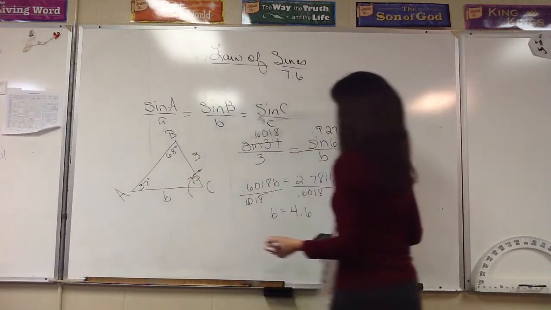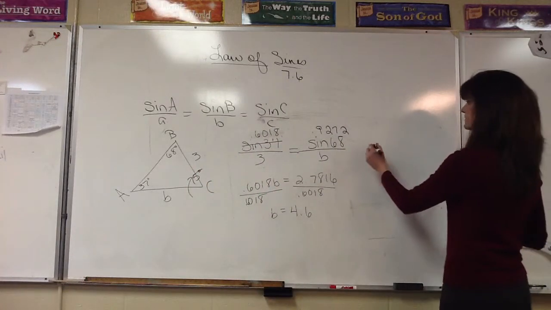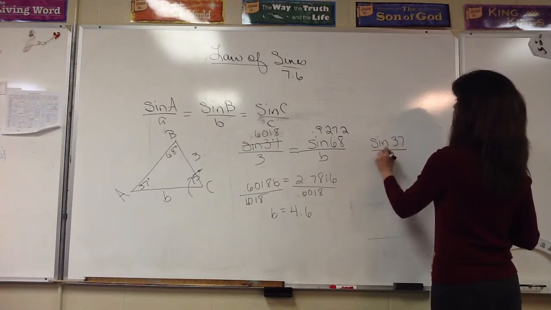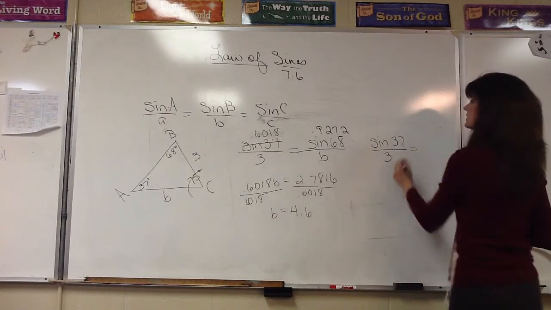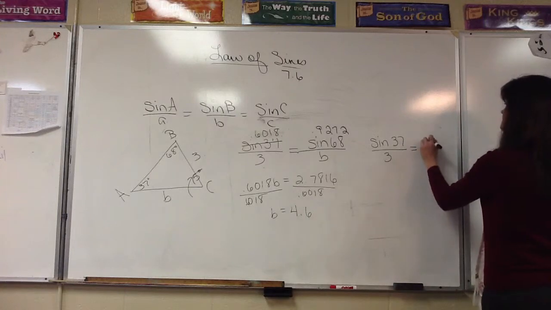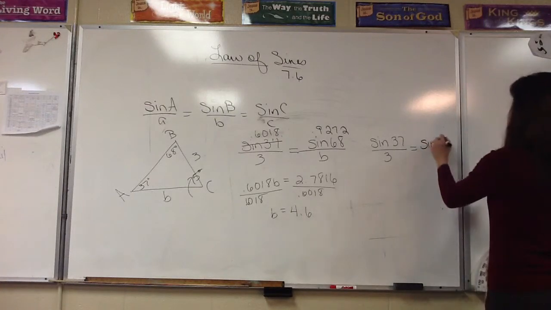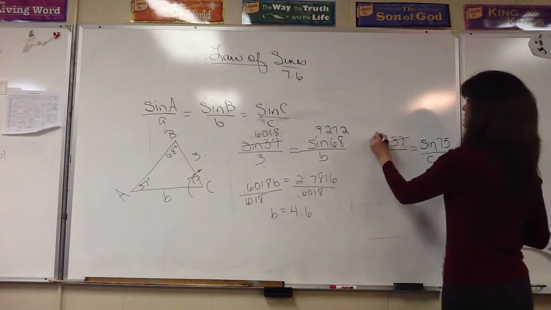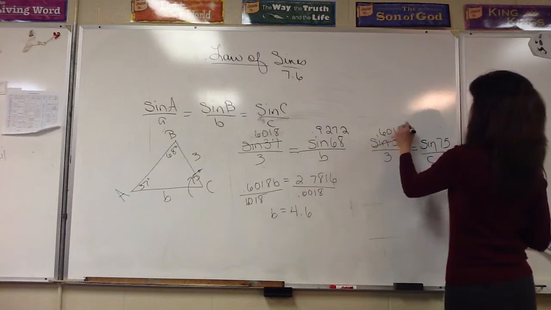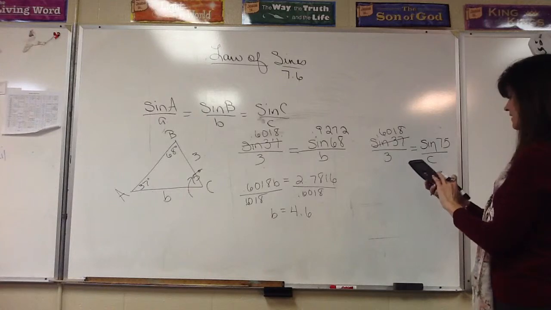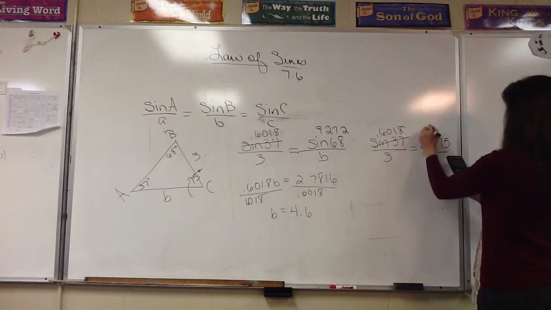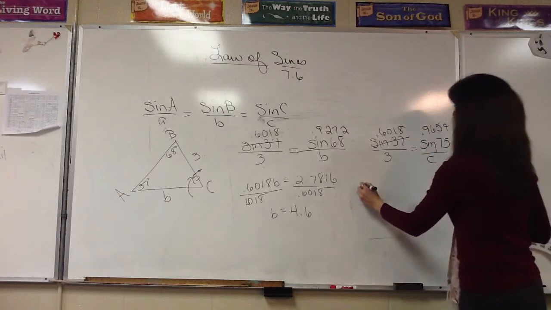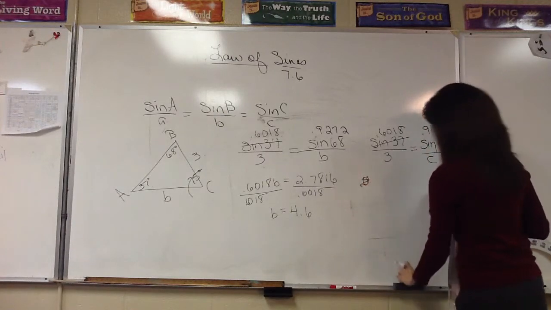So now we can solve for side C by setting up the same ratio. Sine of angle A, which is 37 degrees, over side A, which is 3, is equal to sine of angle C, which is 75, over side C. And I'm just going to solve it the same way. We know that this one's 0.6018, and then we're going to find sine of 75, which is 0.9659. Cross multiply.